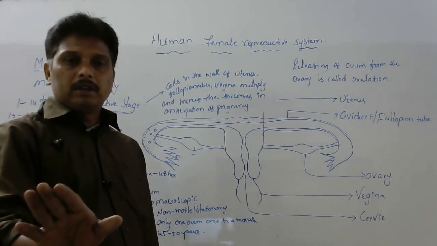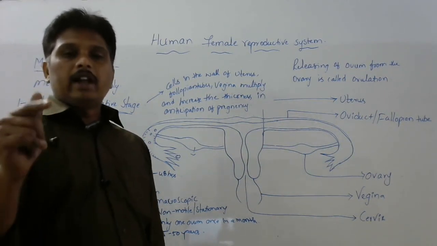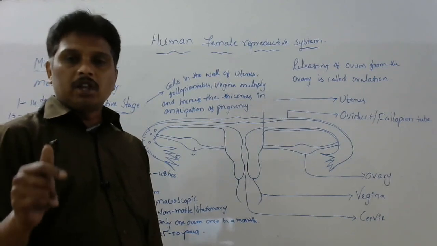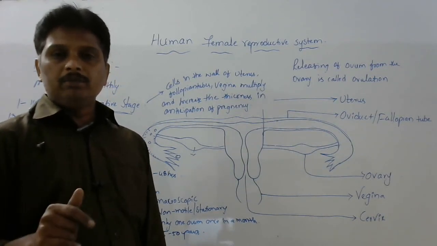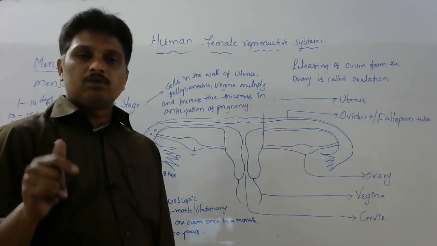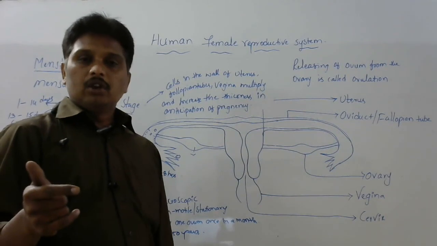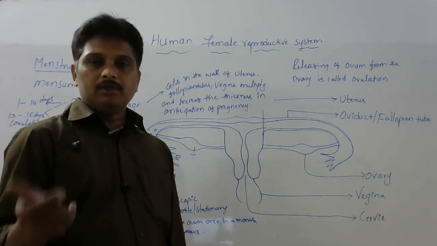Structure and menstrual cycle. In the next video, I will explain about the functioning of the female reproductive system, how fertilization takes place, where it takes place, what developments happen after fertilization, how baby develops, we will discuss.